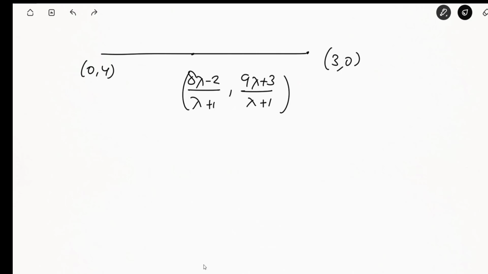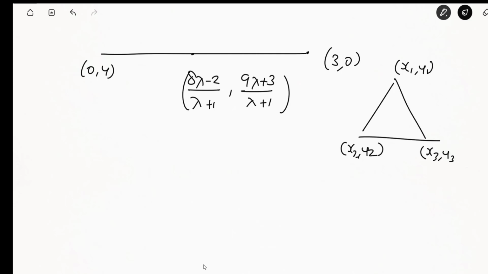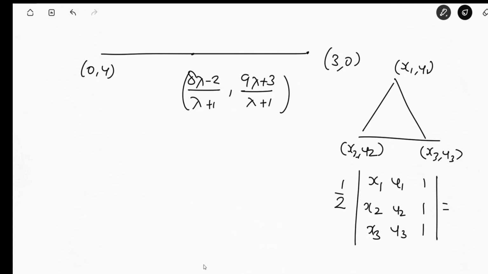There are two ways to solve, but the easiest one is to use the area method, where x1, y1, x2, y2, x3, y3. The area of triangle is 1/2 determinant of x1, x2, x3, y1, y2, y3, 1, 1, 1. If we prove this as 0, that means these points are collinear, right? So let's do that. This is x1, y1, x2, y2, x3, y3. We will get to know lambda.